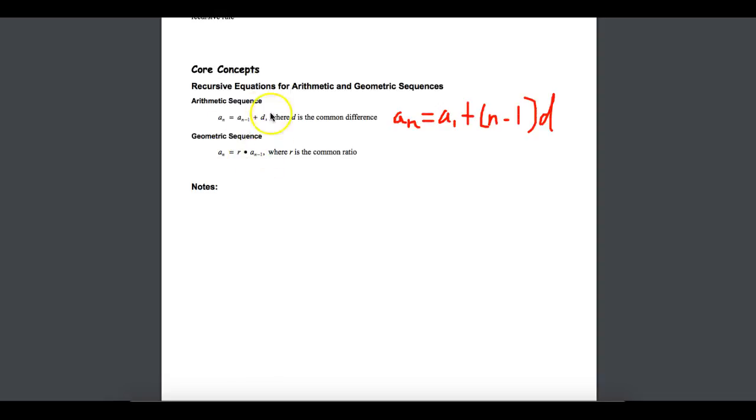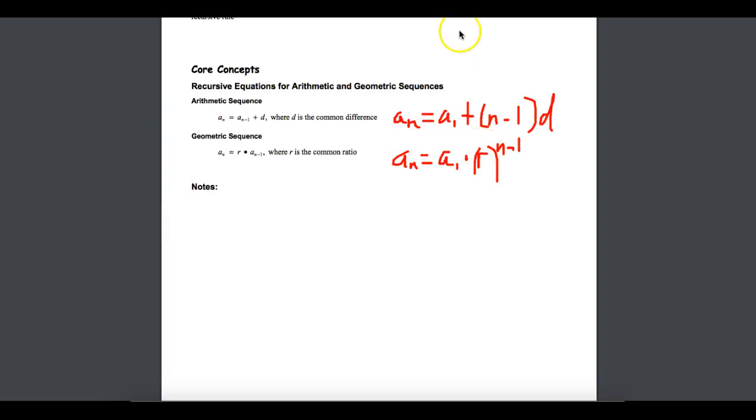Okay, so you see these rules are slightly different than the explicit rules. In geometric, a_n was equal to a_1 times r to the n minus 1 power. This was our explicit rule for geometric. This is our recursive rule. Okay, so you need to know these equations. These are the recursive equations, these are the explicit.